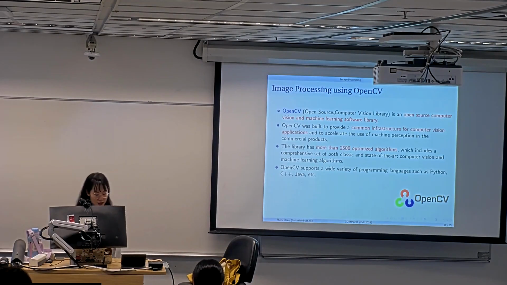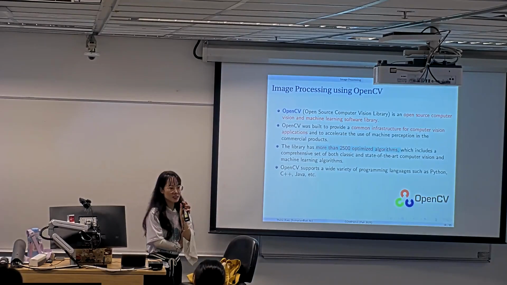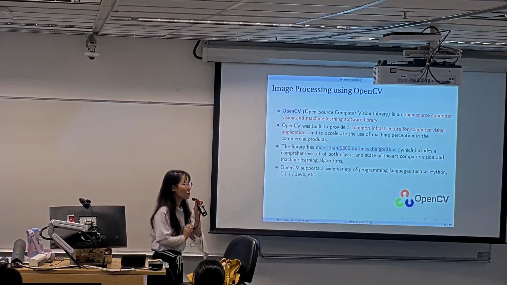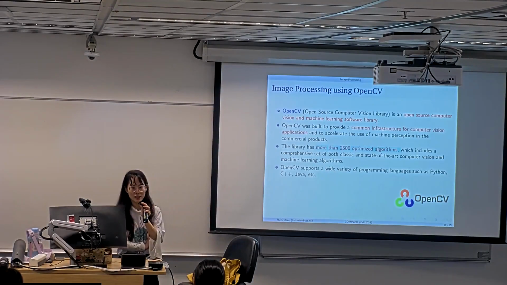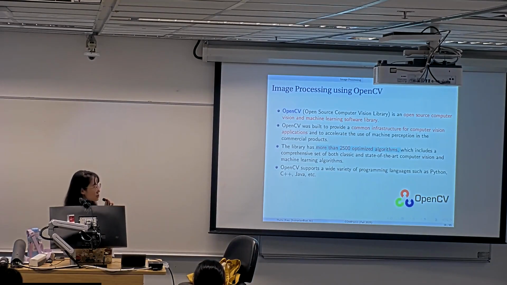And note that this library has more than 2,500 optimized algorithms related to CV, including a comprehensive set of both classic and some state-of-the-art computer vision and machine learning algorithms. That's why when we want to deal with CV tasks, usually we directly turn to OpenCV, because almost all the algorithms about CV and image processing are already implemented there. You can directly use it.